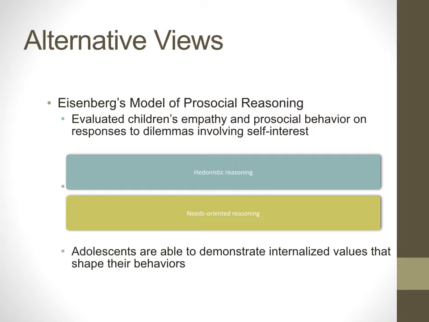So what research has said is that by early adolescence, hedonistic reasoning has virtually disappeared, and really the dominant form of moral reasoning is needs-oriented reasoning.